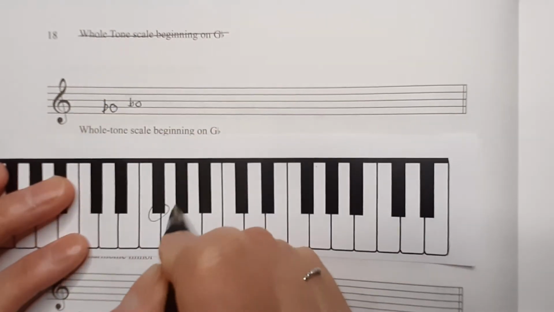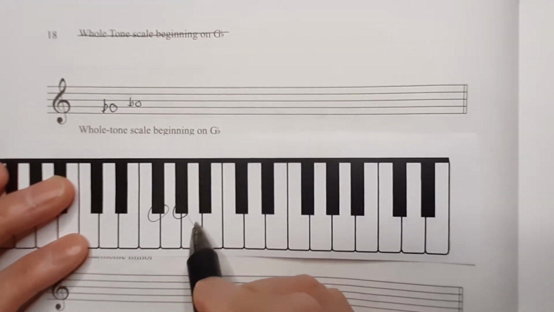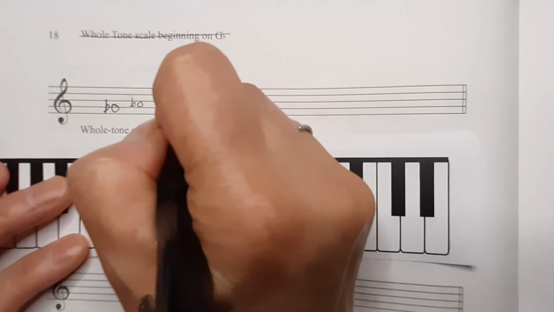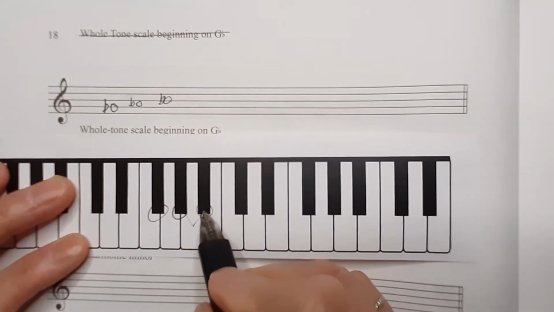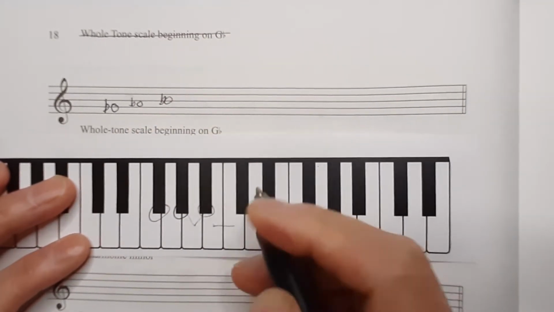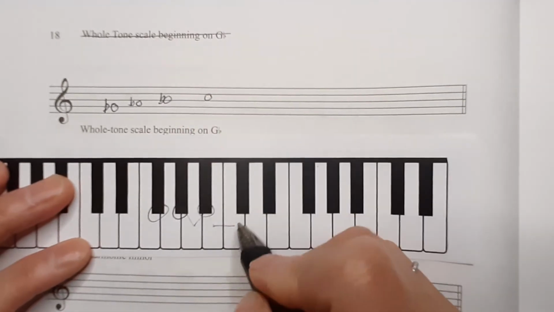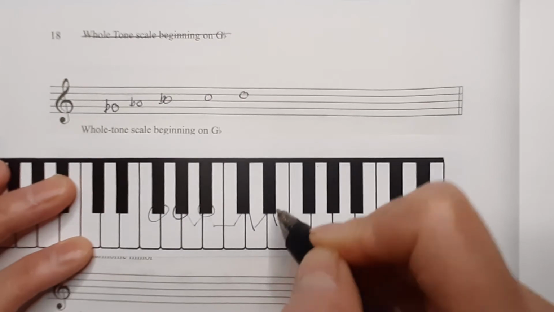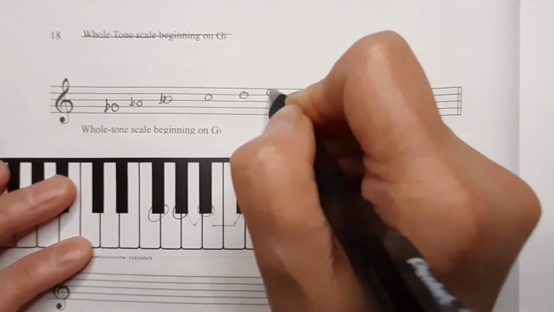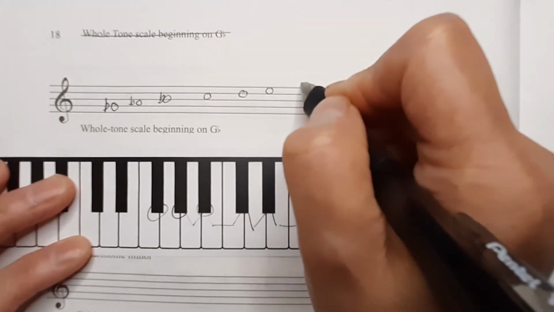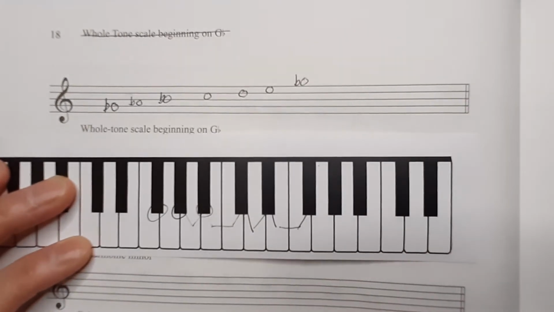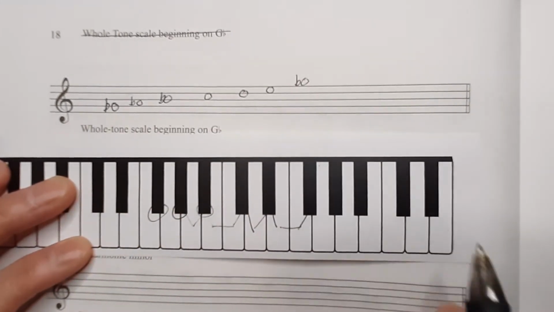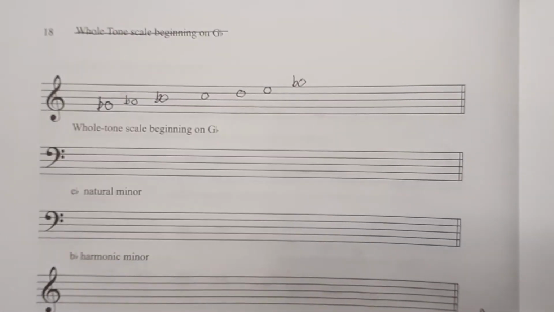Here, G flat, A flat. And a whole step is 1, 2, which is B flat. Okay, 1, 2, which is C natural. Okay, 1, 2, D. 1, 2, E. 1, 2. That's a G flat, right? See, there are 1, 2, 3, 4, 5, 6, 7 notes for the whole tone scale.